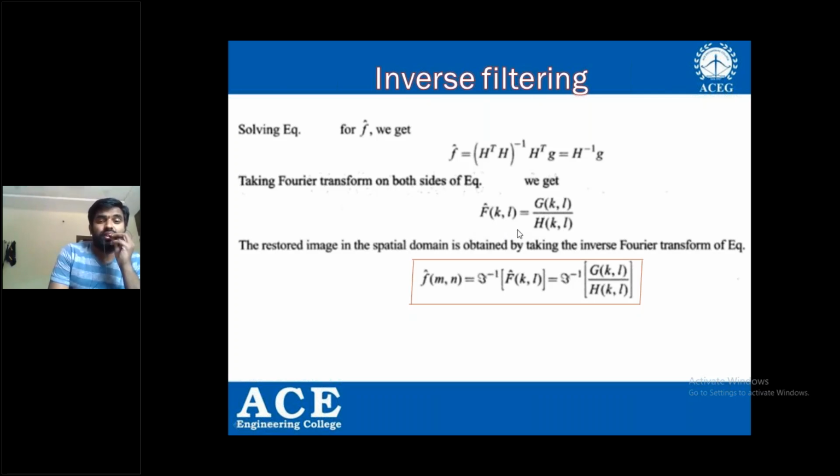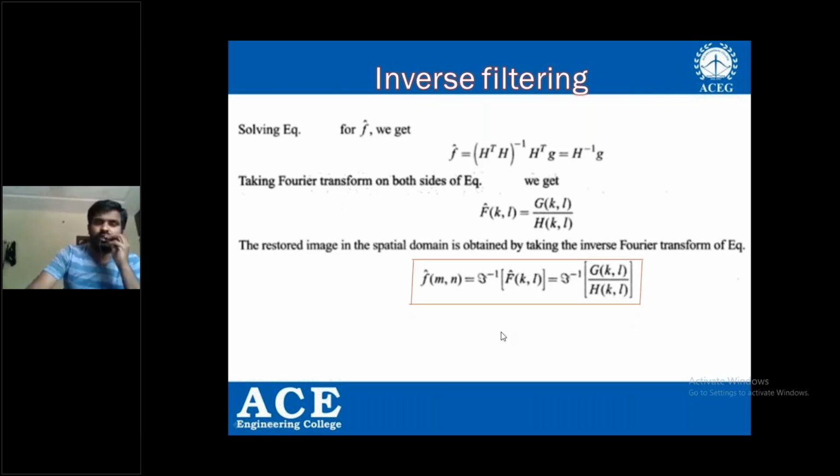So it is f cap of k comma l equal to g of k comma l by h of k comma l. That is written from this equation only. This is the required estimate obtained by using inverse filtering, right? Therefore, what you can conclude here is f cap of m comma n, or f cap, equals the inverse Fourier transform of f cap of k comma l, that is, g of k comma l by h of k comma l. This is the procedure we follow in inverse filtering.